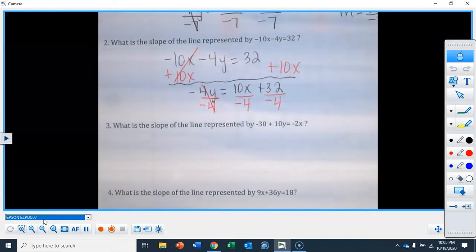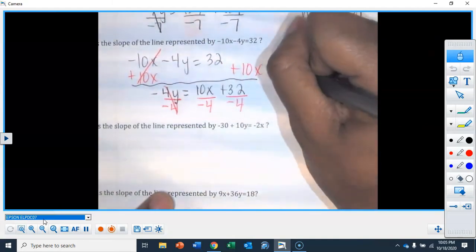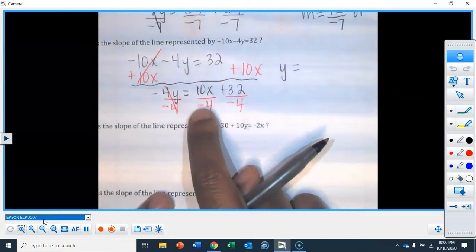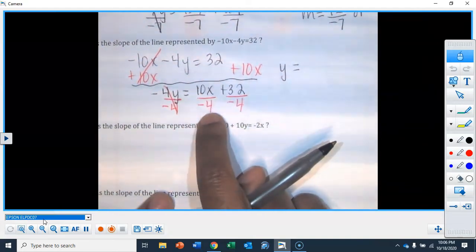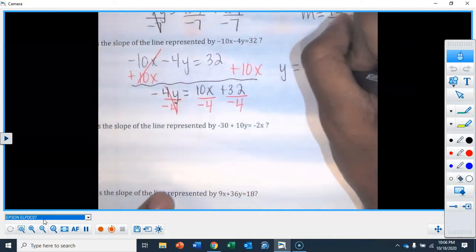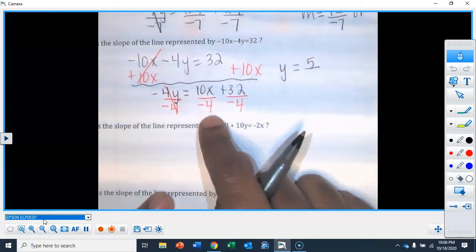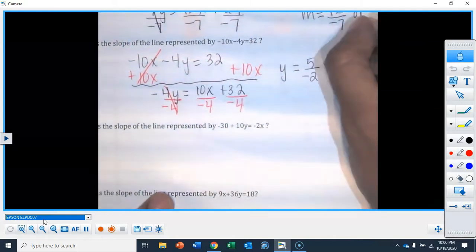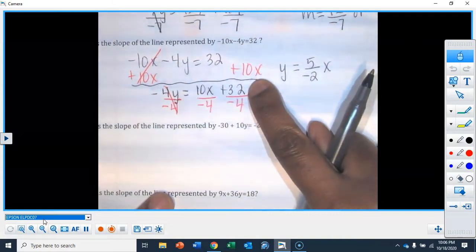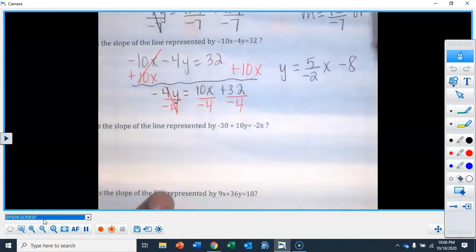And now our final answer in slope-intercept form is 1y is equal to, now remember, you can reduce this. What number goes into 10 and into 4? Well, 2 does. So if I divide 10 by 2, I get a 5 over. I divide 4 by 2, I get a 2, but it's a negative 2x. And then negative 4 divides into 32. Use your calculator. It's negative 8.